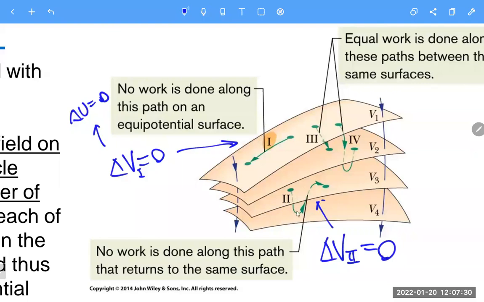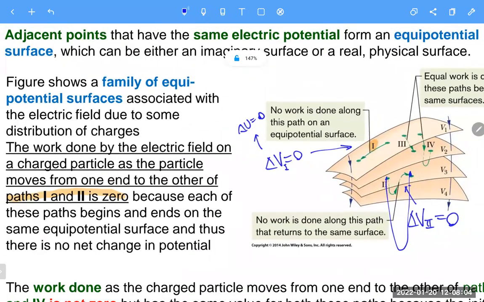We don't really care about what the path is. It can go from here to there and then go back. As long as it comes back, the potential difference is zero, and you don't need to do any work for this transition. Simply speaking, we only care about the starting point and the end point, not the path. Soon we will have a sample problem about this property.